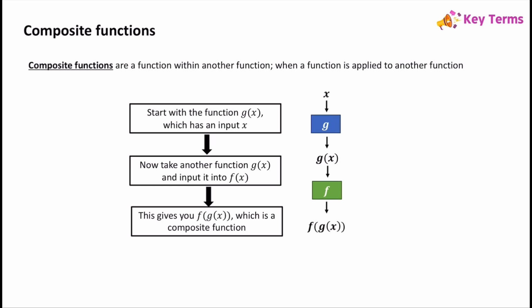So what we do is we start off with our input x. Then we apply the function g, which gives us an output g of x. Then we take this output g of x and make it the input of f. And that gives us an output, which is f of g of x. And this is now a composite function because it contains the function g of x within f.